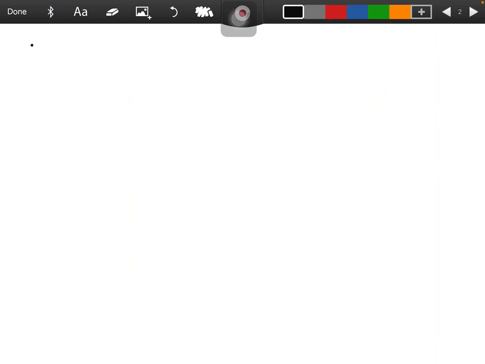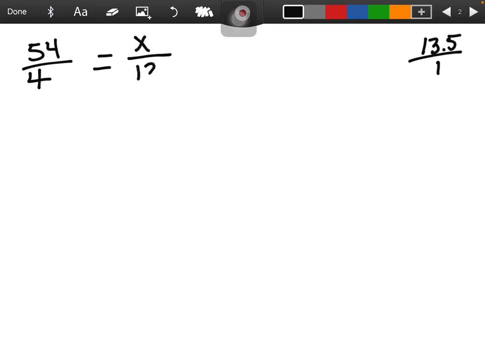And I have a choice. I have 54 over 4. And then I also know my unit rate is 13.5 over 1, okay? And my goal is to get to how many miles over 12 hours, okay? Well, if I can do this math real easy, I can.